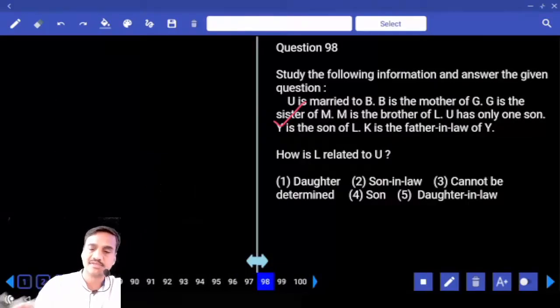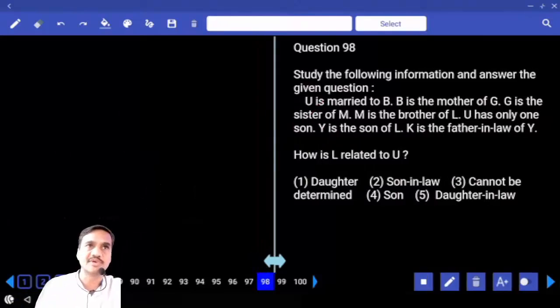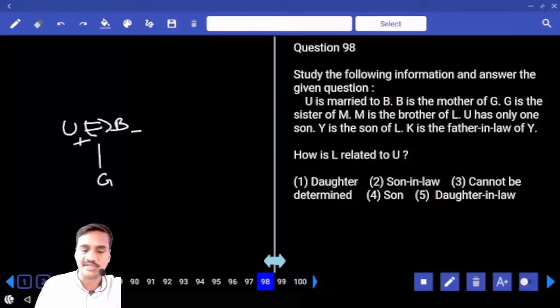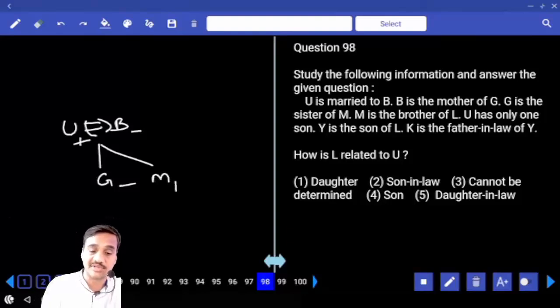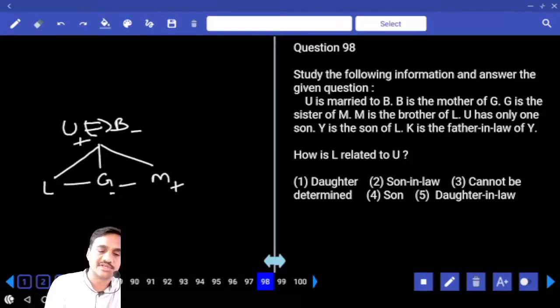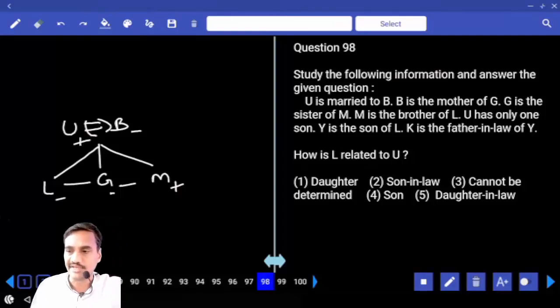Then 98 onwards, U is married to what? U is married to B. Now U and B are a married couple, and B is the mother of whom? B is the mother of G, and U is the father of G, and G is the sister of M. G and M are siblings. M is the brother of L. M and L, these three persons are siblings. U has only one son. As U has only one son, he is none other than M. The remaining G and L are sisters.